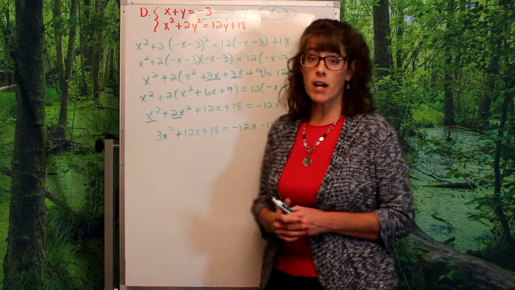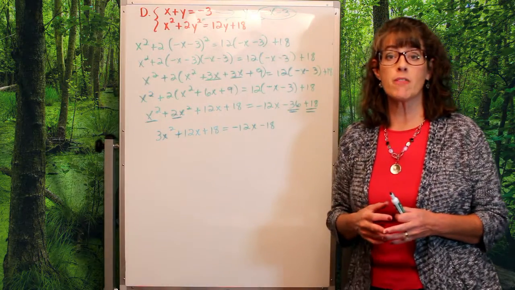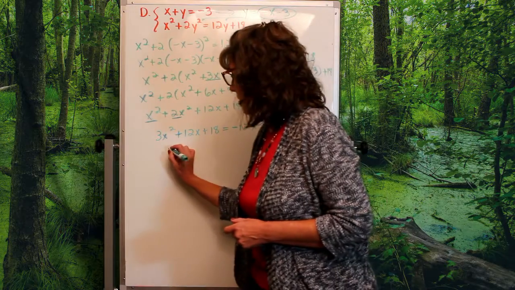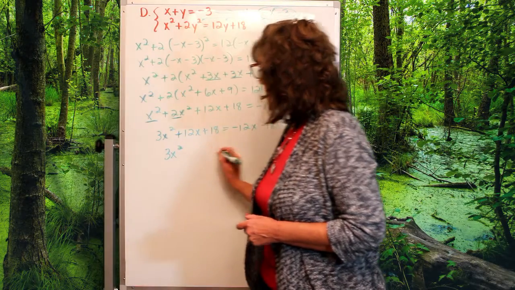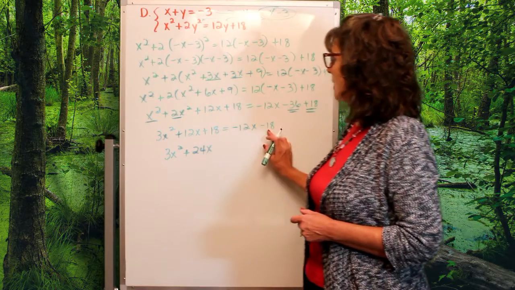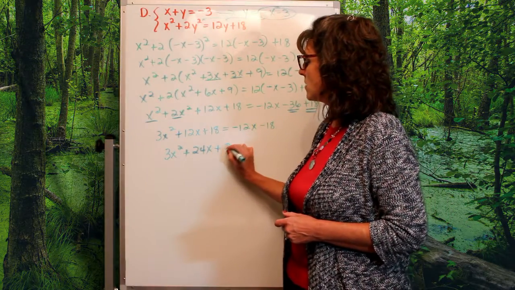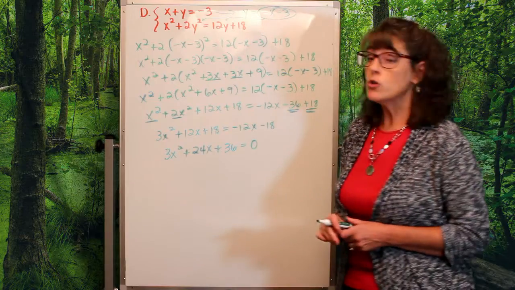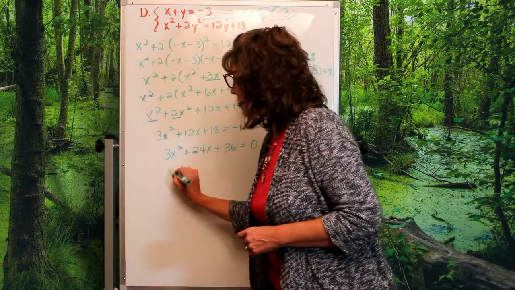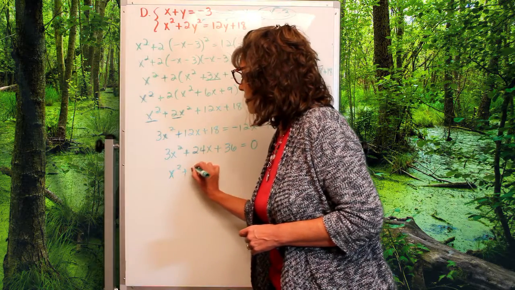Notice it is a quadratic, so I've got my 4 quadratic methods to use, but regardless, I need to slide everything to one side. So I'm going to add that 12x, and when I add 12x to both sides, I get a 24x. And I'm going to add that 18. And when I do, I get a 36. Now, notice that every one of these terms is divisible by 3, so I'm going to go ahead and get rid of that factor of 3 from each and every term.